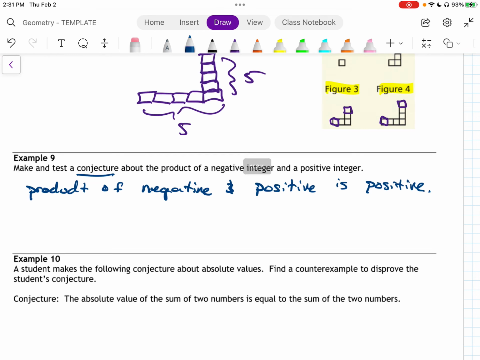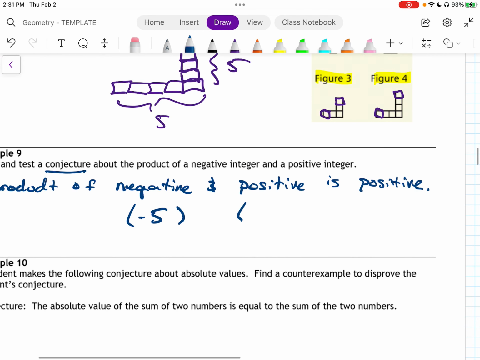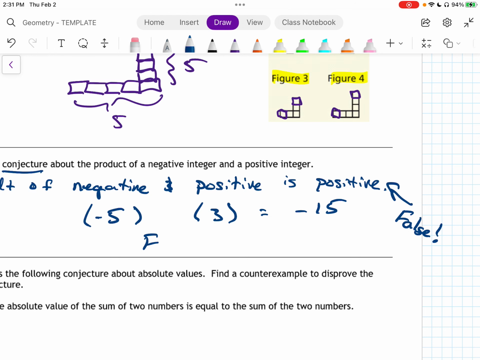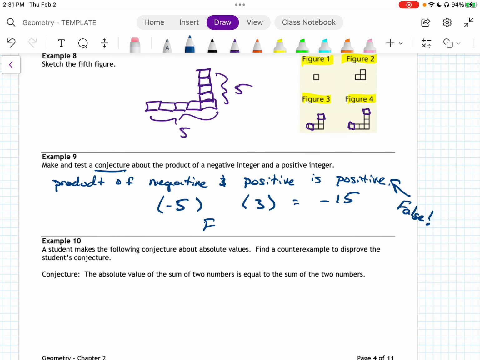Well, and now I'm going to test it. Well, some negative number, negative 5, times some positive number, 3. What is negative 5 times 3? That's a negative 15. And we know that this guy is false. All right, that's all we have. Conjectures don't have to be true. They're just conjectures. Okay, and then even if this was true, that's not proving my conjecture. That's just saying, well, here's a situation where it works out, right? We have to do a little bit more math later on. We'll be able to do that, where we're actually able to rigorously prove whether something is true or not.